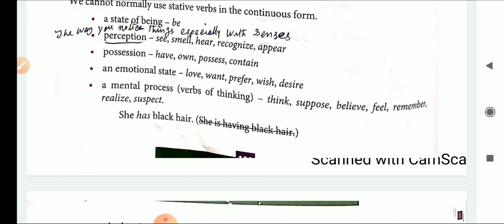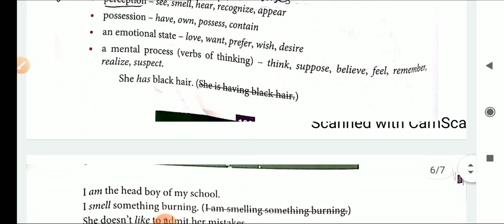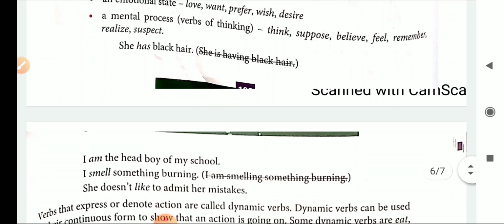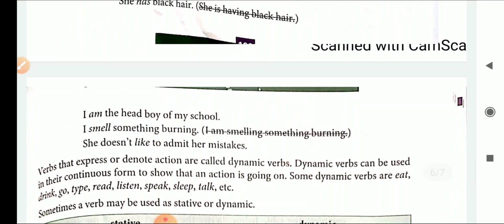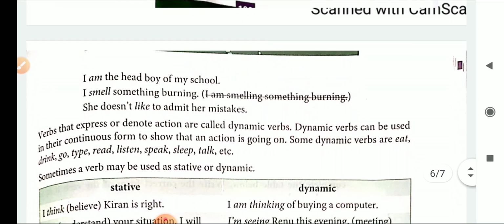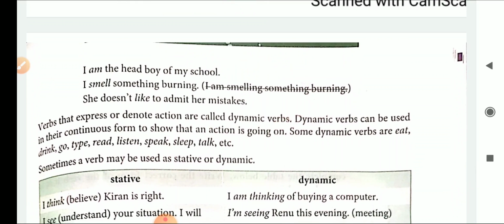Be careful. She has black hair. It is wrong to say, she is having black hair. We have to say she has black hair. I am the head boy of my school. I smell something burning. I am smelling something burning is wrong. She doesn't like to admit her mistakes.